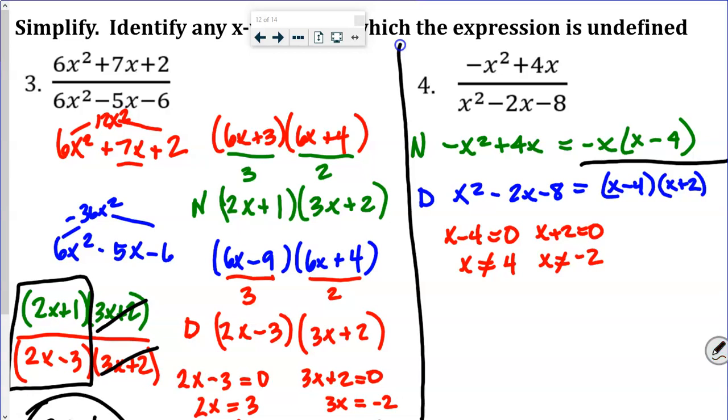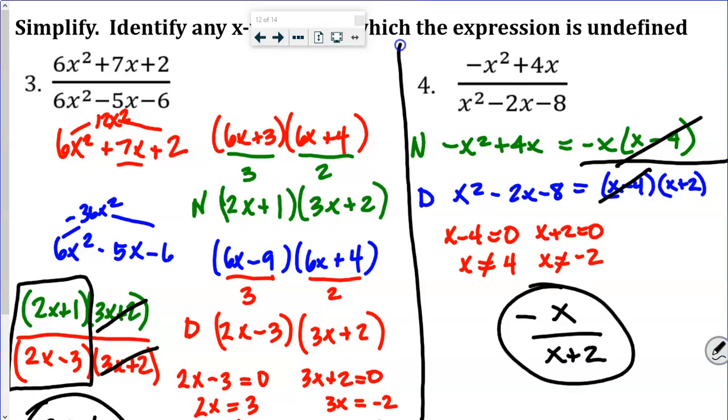So now let's look up here. What do you guys see repeated in the numerator and the denominator? Those two values right there, right? So x minus 4. So that means our answer is going to be negative x over x plus 2. So that's what happens when we simplify this function, okay?